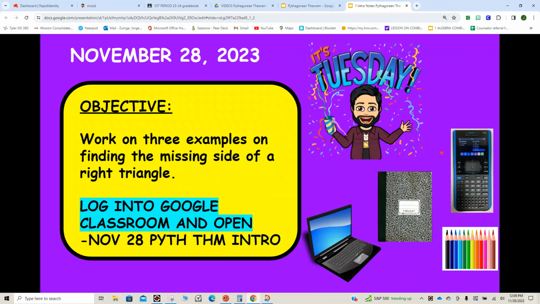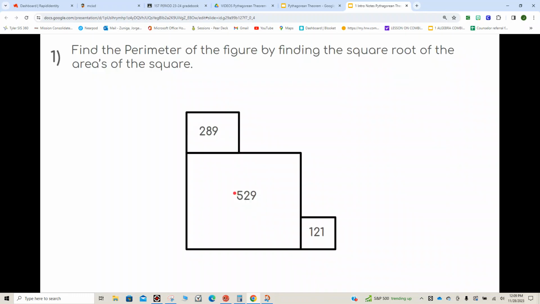Hey guys, today's lesson is going to be going over the Pythagorean theorem using the formula, adding whenever you're missing the hypotenuse, and then subtracting whenever you're missing one of the legs. And then I'm also going to show you the shortcut on the calculator. So let's go ahead and begin here.